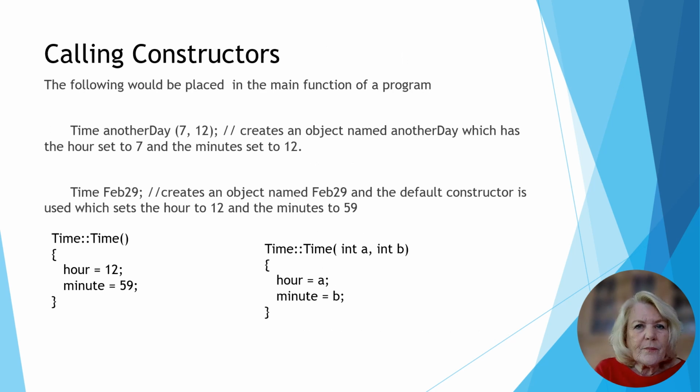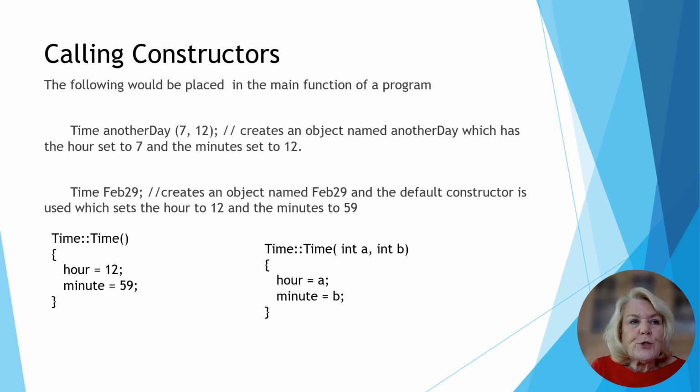This slide shows the code for calling the constructor in the main function. When an object is created, the constructor is automatically called. In the first example, an object named another day is created and the arguments are given. So hours would be 7 and minutes would be 12.